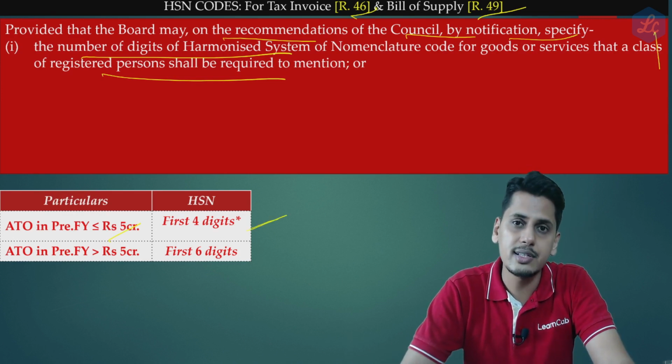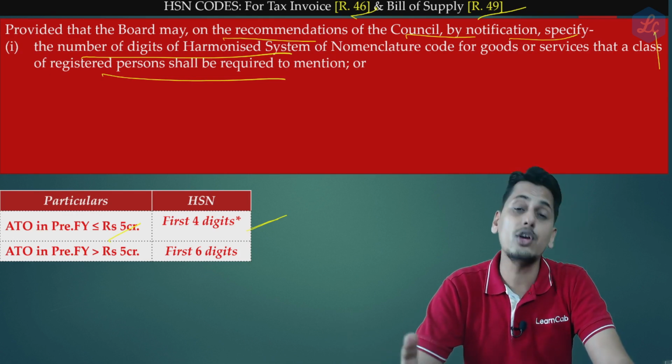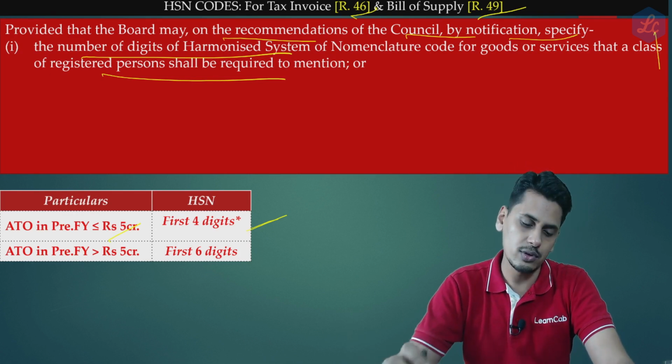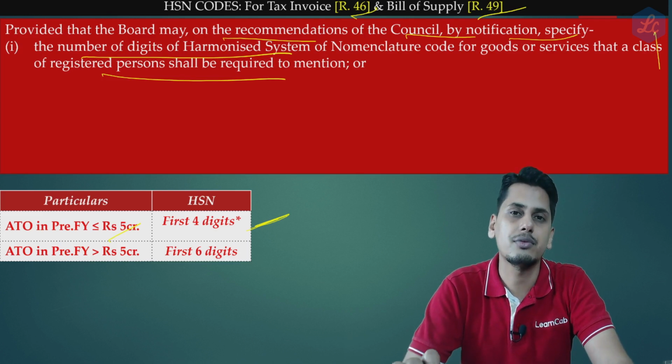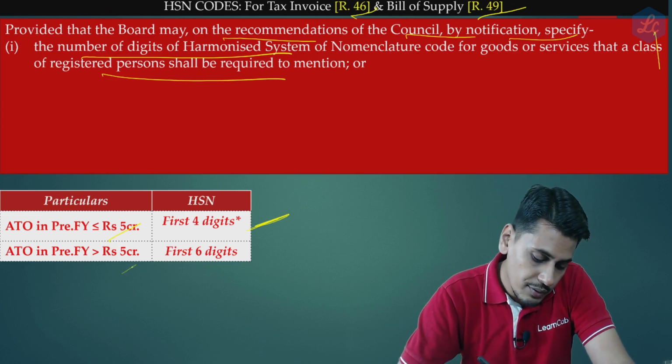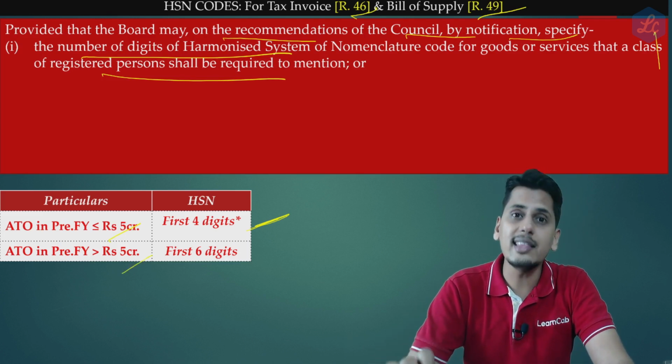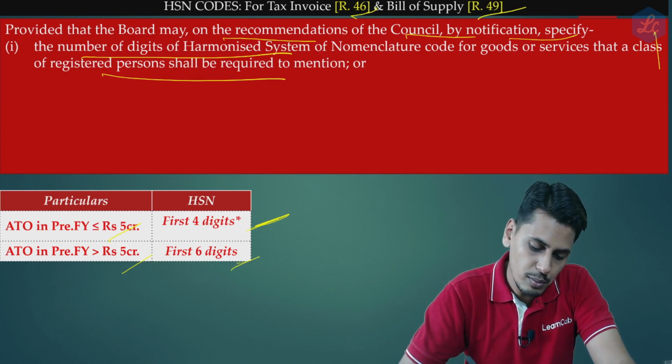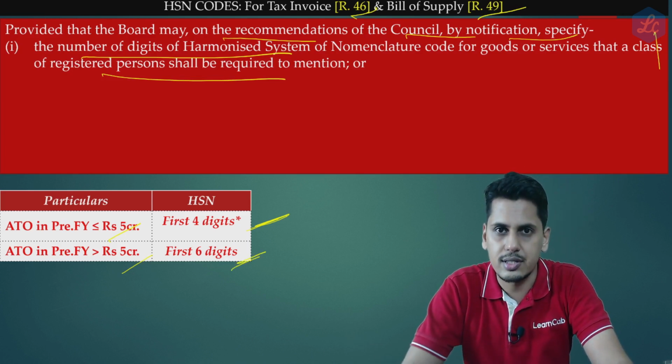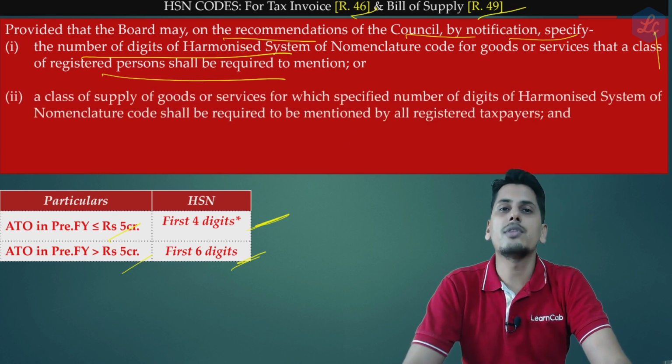Out of the 8 digits, if you are a registered person whose ATO in the preceding financial year is up to 5 crores, you need to mention the first 4 digits. If the ATO in the preceding financial year is greater than 5 crores, then you will have to mention the first 6 digits. Clause 2 of the proviso.